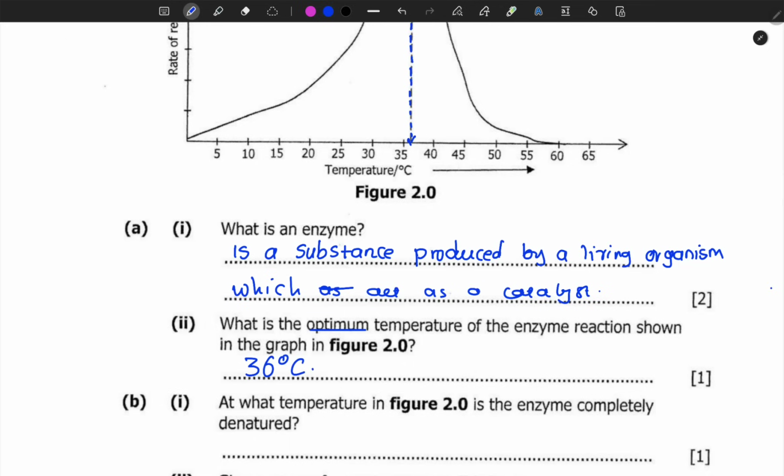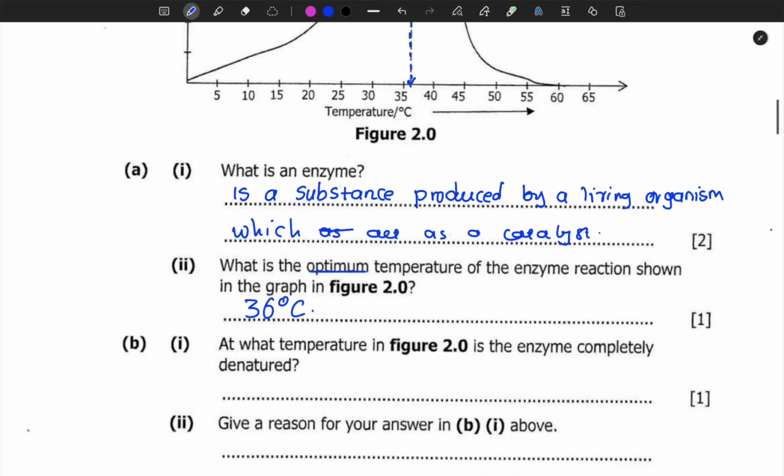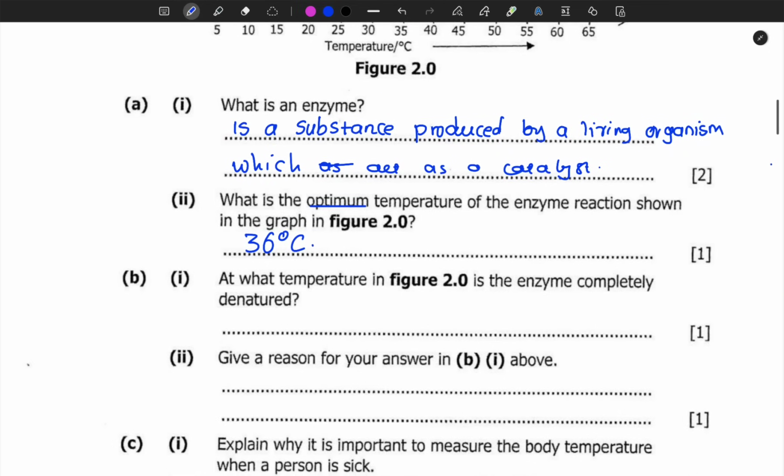So if you say 36.5, 36.7, or maybe 37 degrees Celsius, I'm sure we are all okay because here there is no actual demarcation. Then B1. At what temperature in figure 2.0 is the enzyme completely denatured? So denature simply means the changing of the original shape of an enzyme.